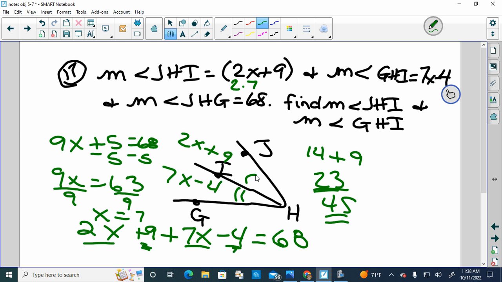So make sure you're paying attention. Don't just stop at solving for x. Some of them will say just solve for x. Others will want you to plug it in.